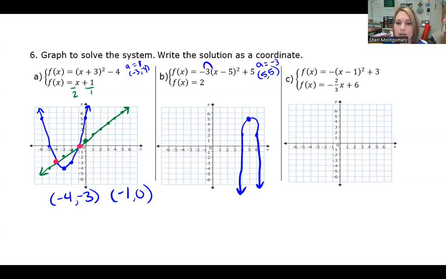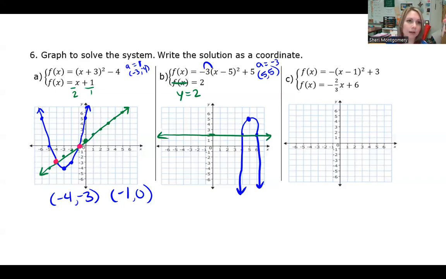For my second graph, what's another name for f of x? I think y. So if f of x is y, that's the same thing as y is equal to 2. Do you see an x in that equation? No. So it's just a y equals line. That means it cuts through the y-axis at that value. So I go find 2. 2 is right here. It just means it's a horizontal line that cuts through the y-axis.